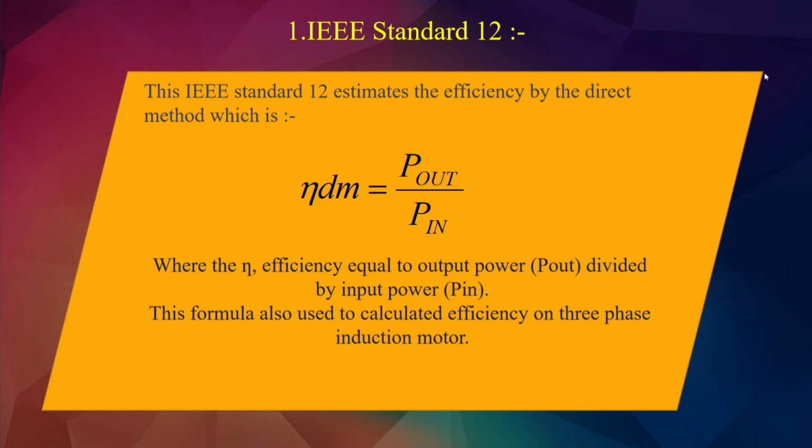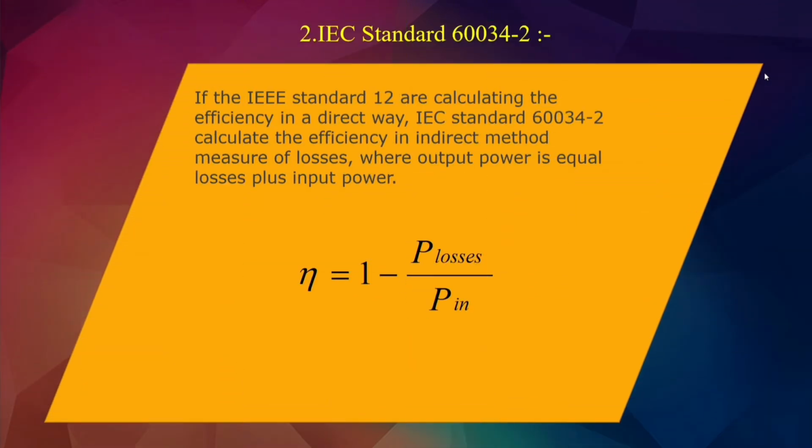This formula is also used to calculate efficiency on three-phase induction motor. The second method is IEC Standard 60034-2. While the first method calculates the efficiency in a direct way, this IEC Standard 60034-2 calculates the efficiency in an indirect method, where input power is equal to output power plus losses. Hence, the efficiency equals 1 minus losses power divided by input power.